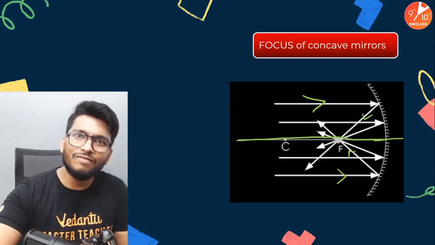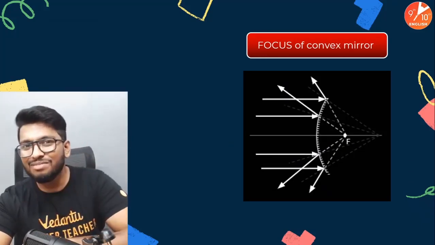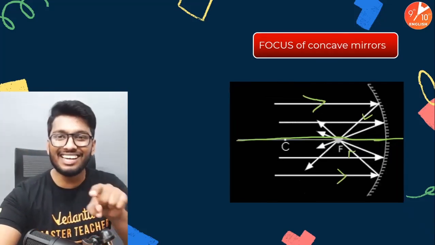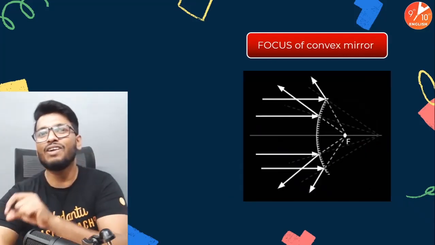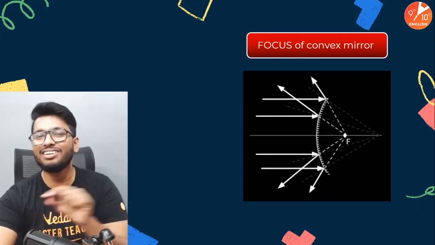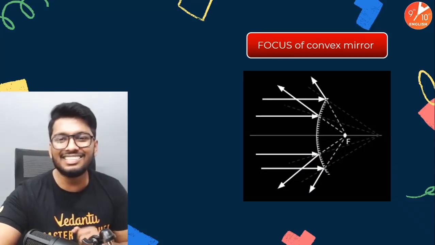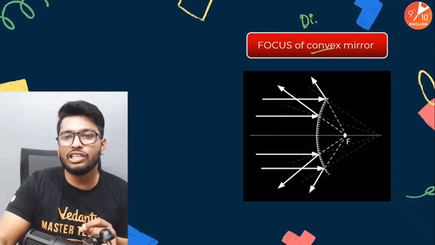Now, for convex mirrors also you have a focus, but here's the catch. In a convex mirror, the focus lies behind the mirror, not in front of it. Here, guys, if you look very carefully, the focus is in front of the concave mirror, but in a convex mirror, the focus lies behind the mirror and not in front of it. Quite tricky, but it's actually quite simple, because here's the thing, guys. A convex mirror is basically a diverging mirror.